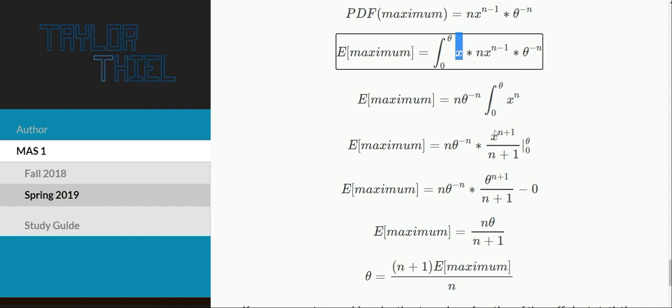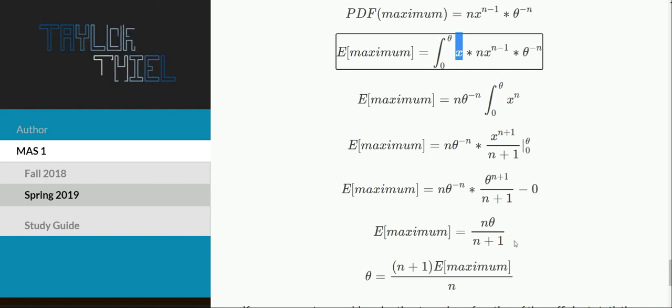You can then take the antiderivative and plug in values ranging from 0 to theta, and that's how we get this here. The 0 just goes away, and we're left with theta to the negative n multiplied by theta to the n plus 1. The theta to the n and the theta to the negative n cancel, so you're just left with theta in the numerator. You can bring the n into the numerator as well. So we now know that the expected value of a sample maximum from a uniform distribution is equivalent to n theta over n plus 1.